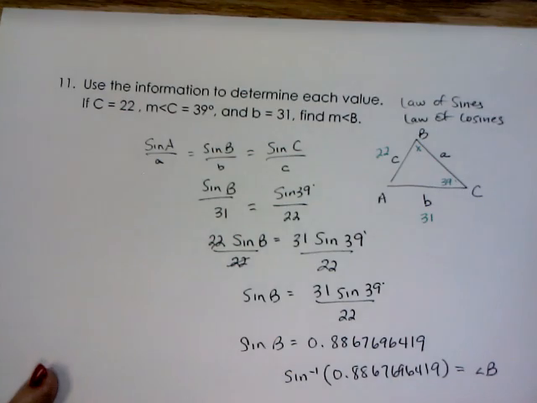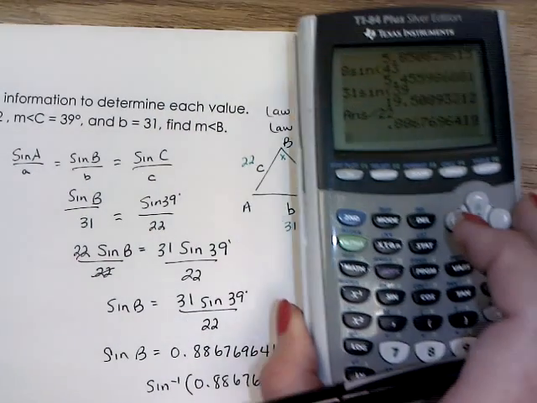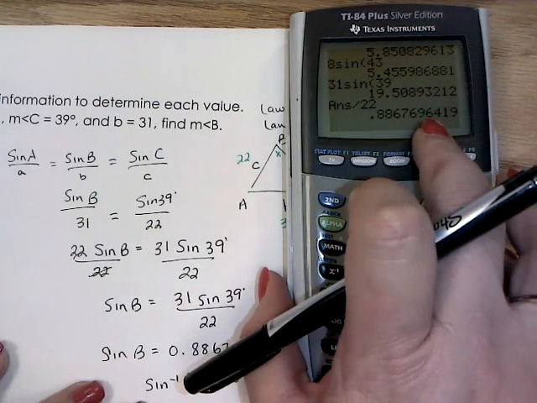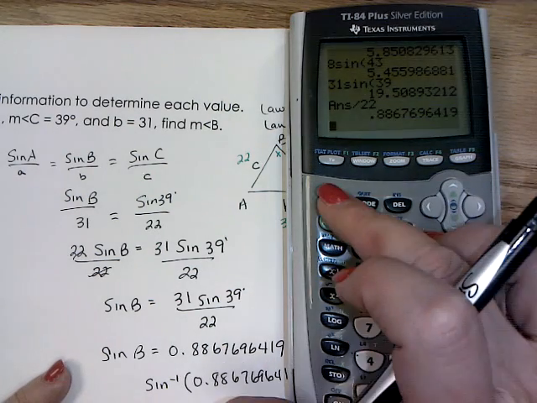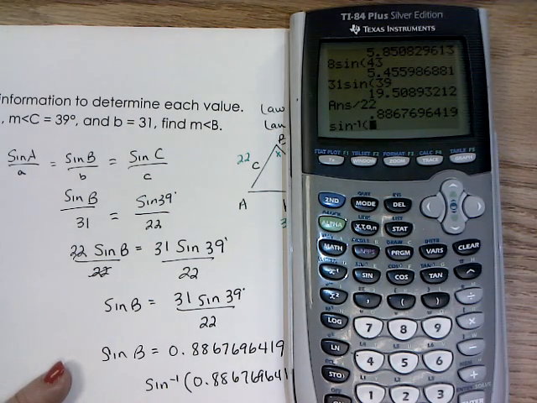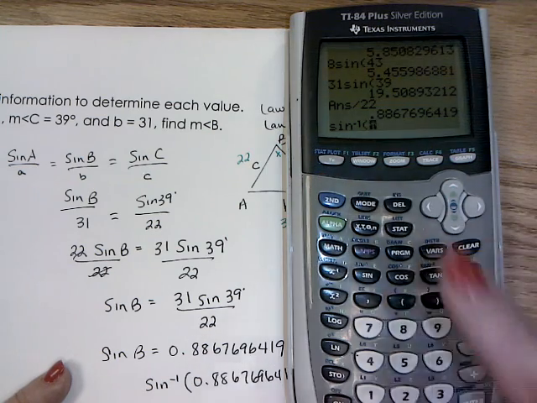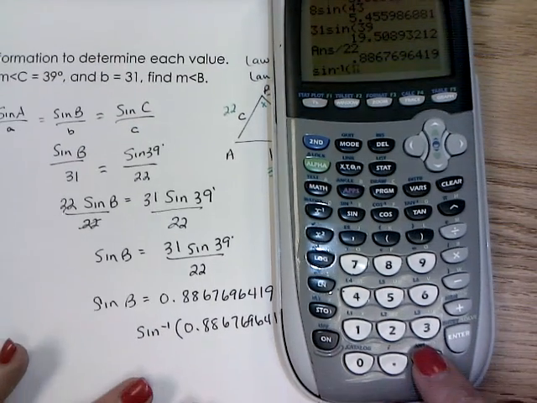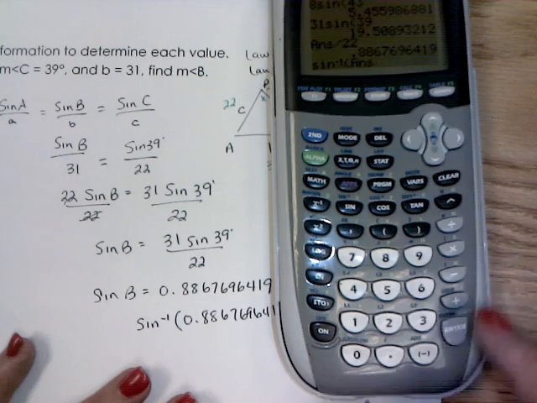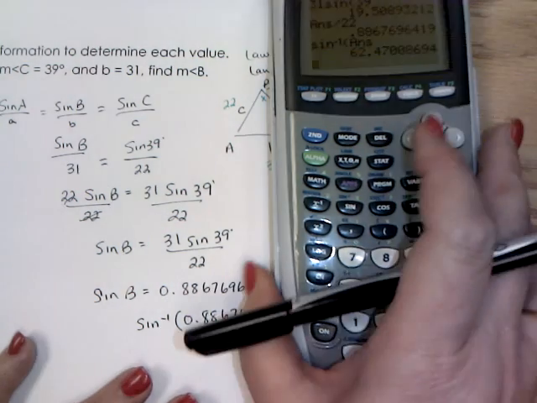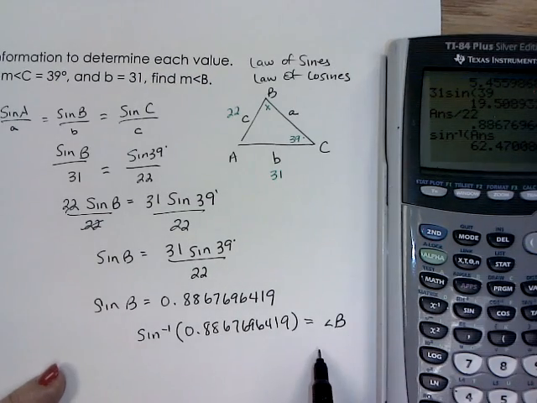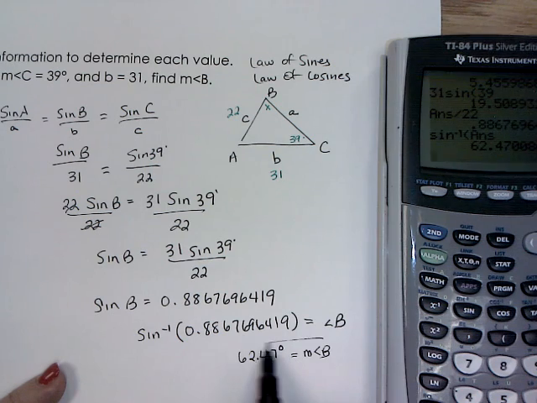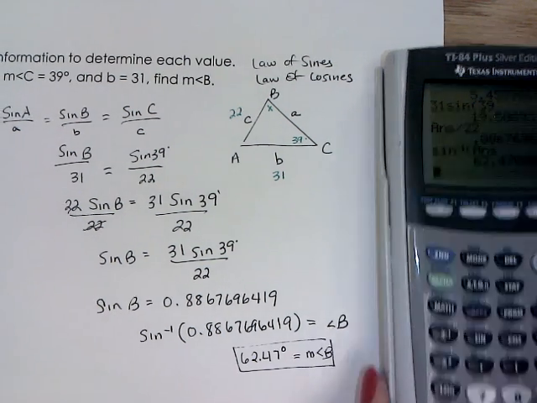So I get it out. On my calculator, I have the answer right there. So all I'm going to do is sine inverse. I'm going to recall the answer like I showed you by hitting second and then hitting that button. It recalls my answer. When I hit enter, I get angle B, or the measure of it, equals 62.47 degrees. And that's how I pull out the degrees.